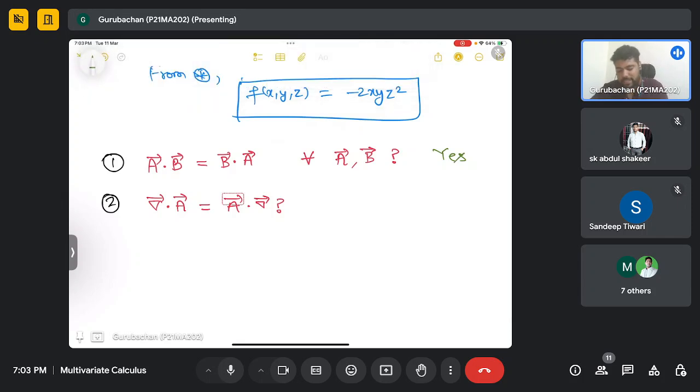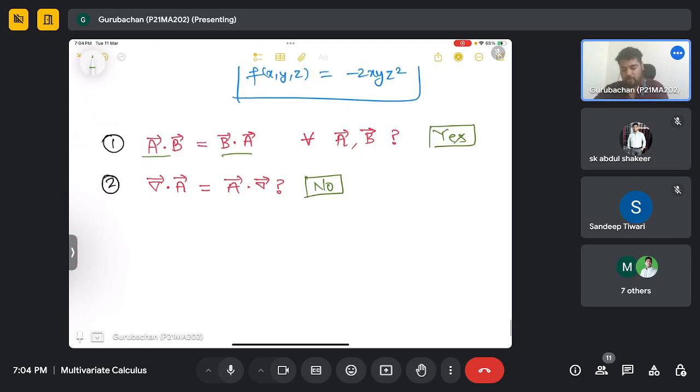So if you multiply by taking, suppose, A as A1 i cap plus A2 j cap plus A3 k cap and B as B1 i cap plus B2 j cap plus B3 k cap, when you find the dot product in both ways, you will get to know that these two quantities are equal. But while you're talking about this one, the answer will become no. The reason is here we don't have exactly a vector. It is a vector, but it is an operator also.